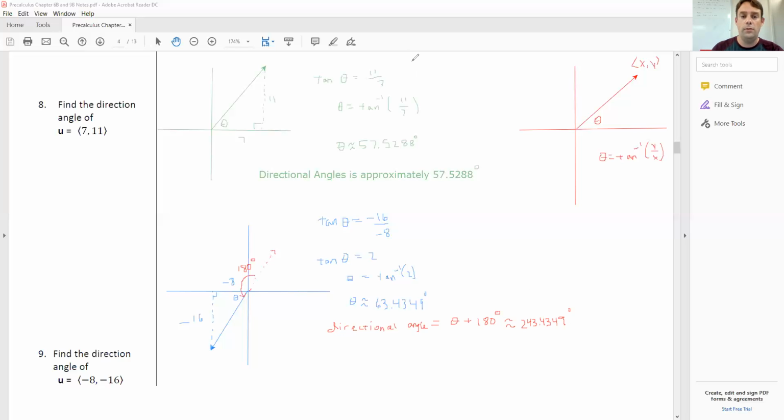So that means the directional angle is approximately 243.4349 degrees. And I just realized something here. I apparently wanted there to be more than one angle. Not really sure why. There we go. Oops. There we go.